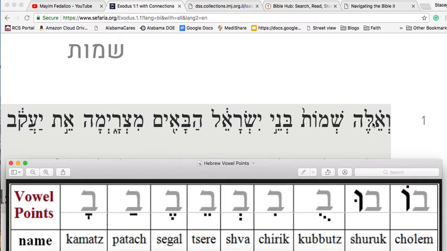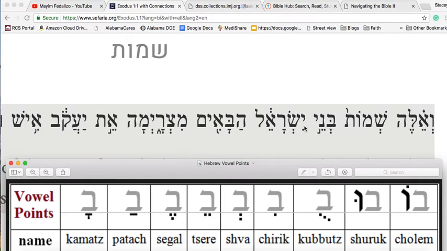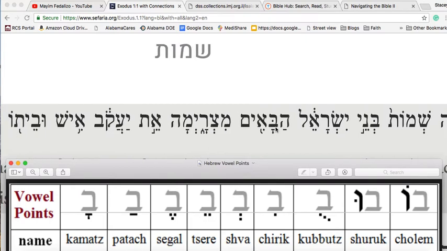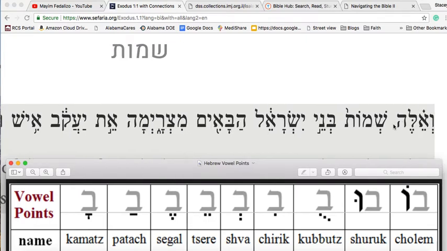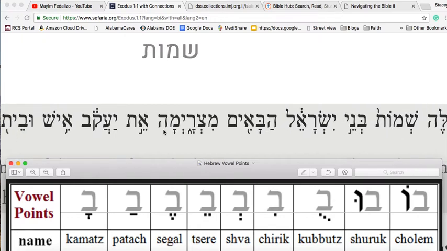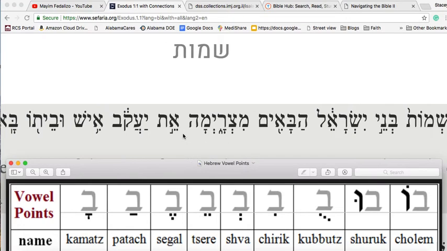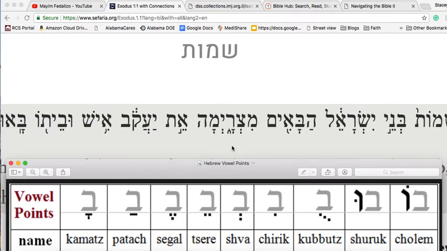Okay, I'll read it in Hebrew. Ve'ele shemot b'nei Yisrael, ha-ba'im mitzrayma. I'll read a little bit faster. Ve'ele shemot b'nei Yisrael, ha-ba'im mitzrayma. Okay, these are the names of the sons of Israel who are going to the place of trouble.